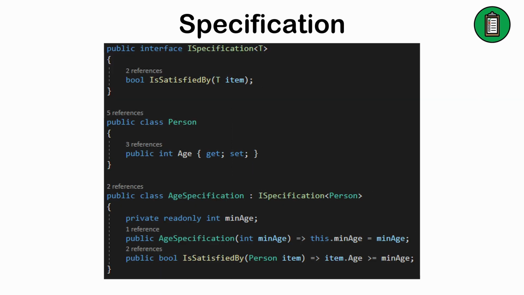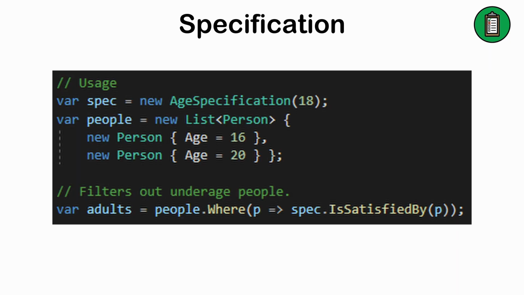Generics can be used for this purpose. Child classes will define a concrete implementation. For instance, a class that validates whether a person has reached a minimum age. We can then loop over a collection and filter out members that either meet or don't meet these particular requirements.